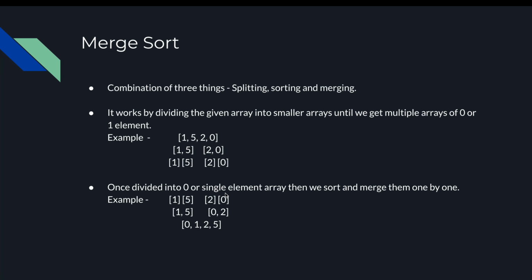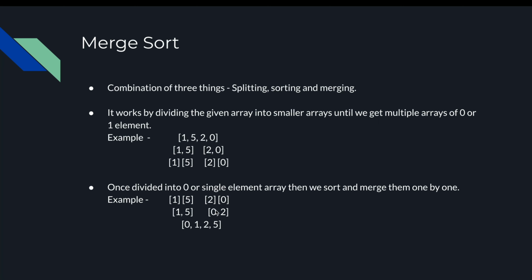Now after the first sort and merge, we are left with these two arrays. Now we have to do the same steps with them. Now if I compare 1 with 0, I know 0 is the smallest one. So 0 will come first. And then I will compare 1 with 2. And we know 1 is smallest, so then we will have 1.